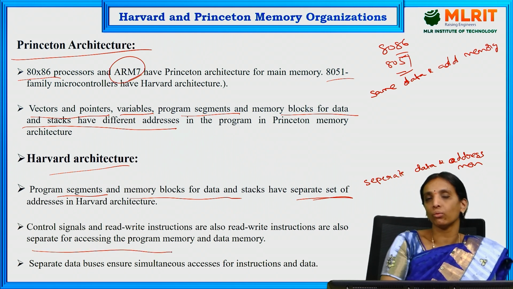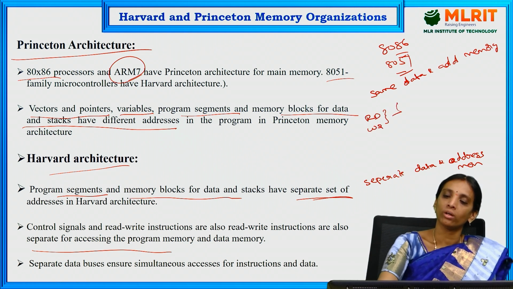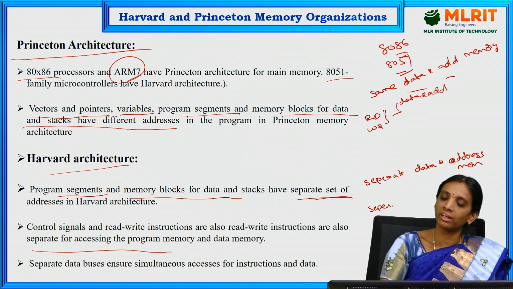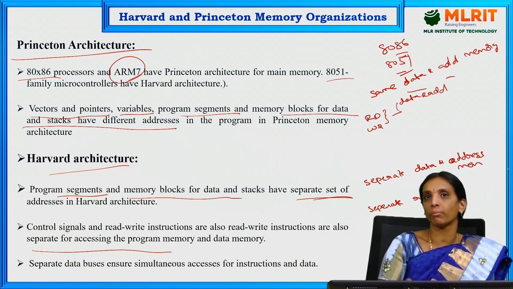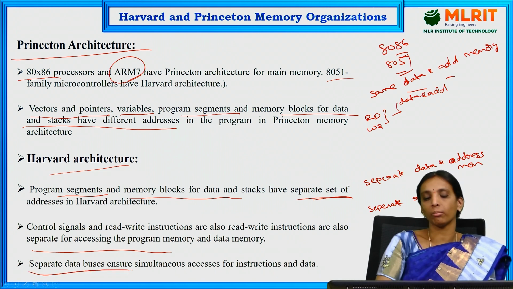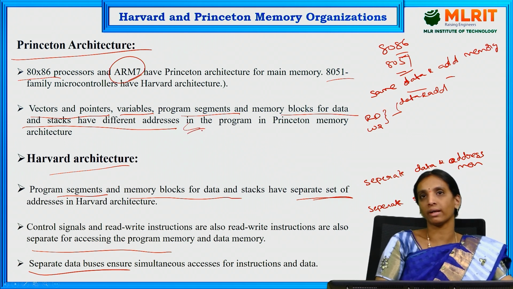In Princeton architecture, we use the same read signal and the same write signal for both data and address. But in Harvard architecture we have to use separate read and write signals, because there are two separate memories, so two separate read and write signals are to be enabled. Here the separate databases are also used, whereas in Princeton the same databases can be used for both address and data transfer.